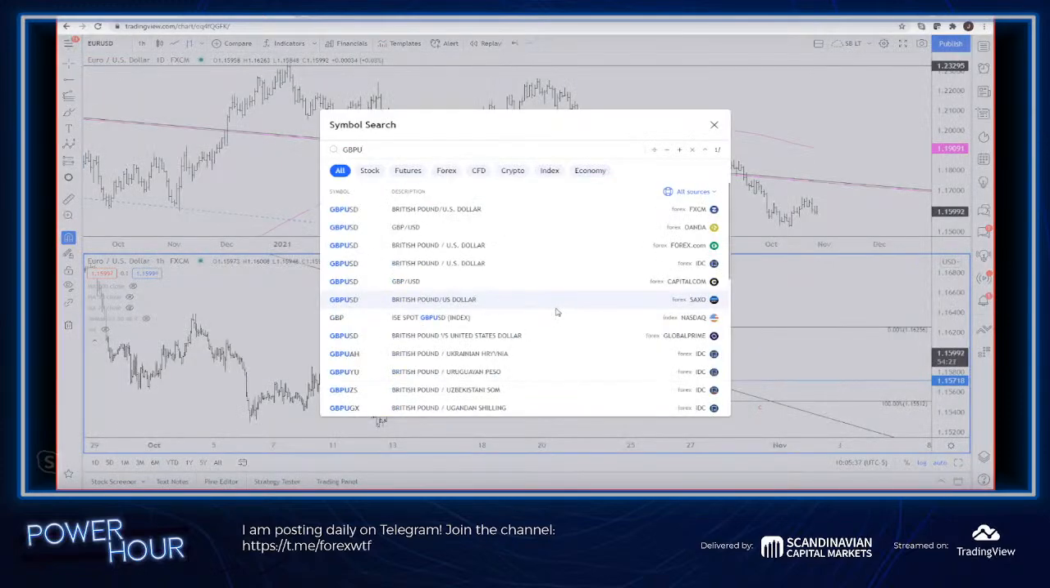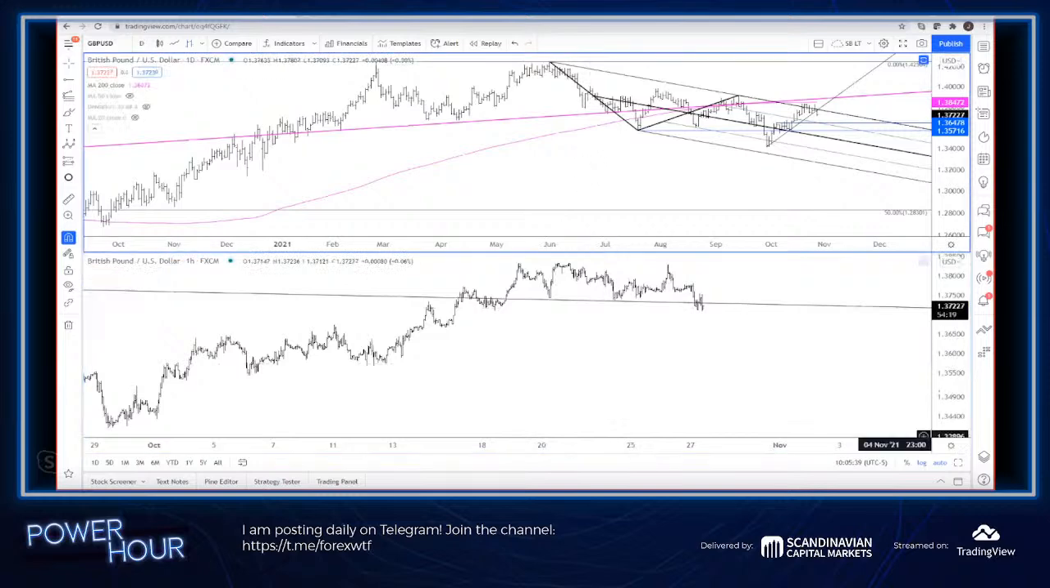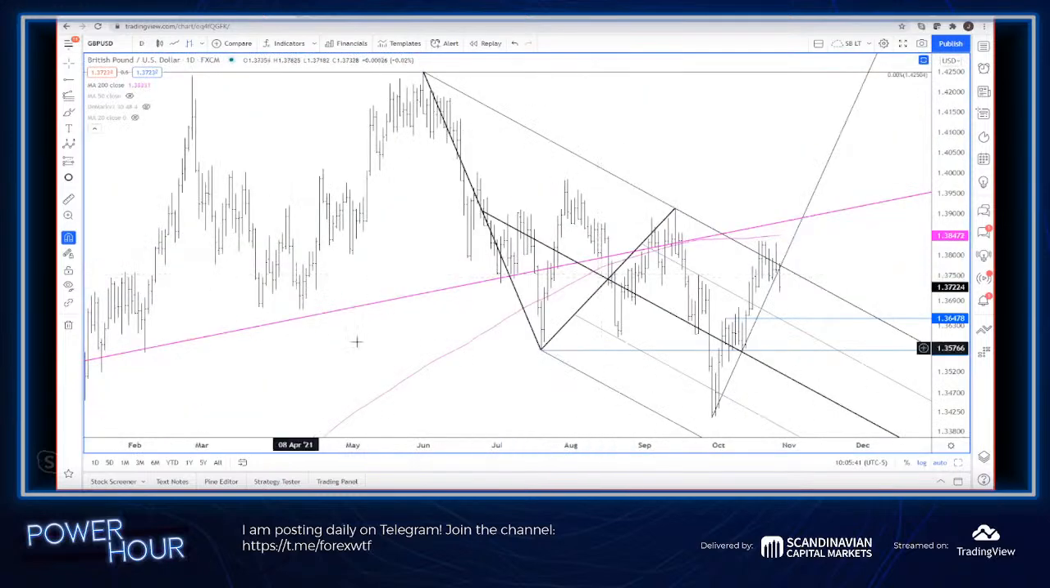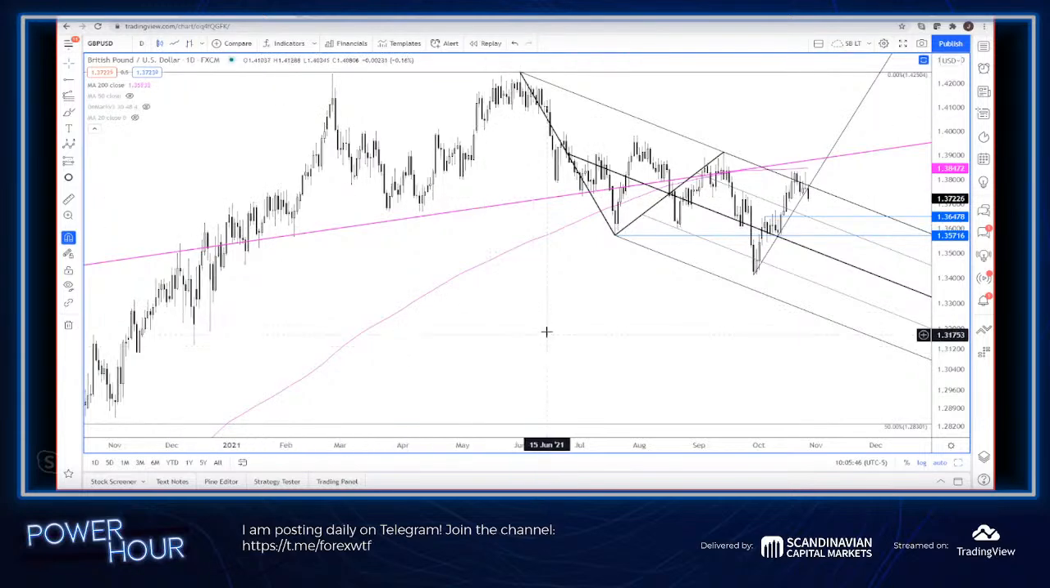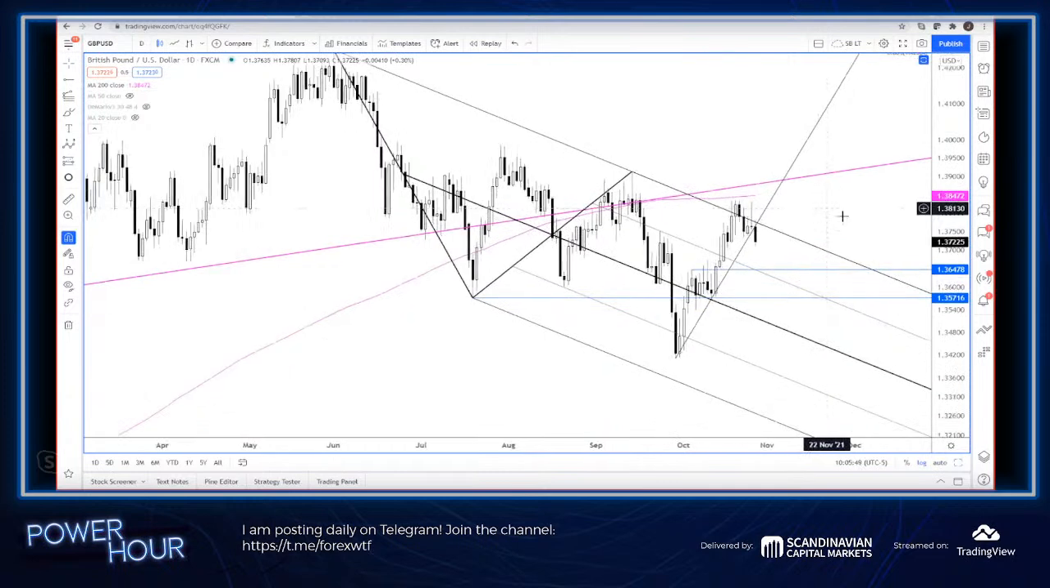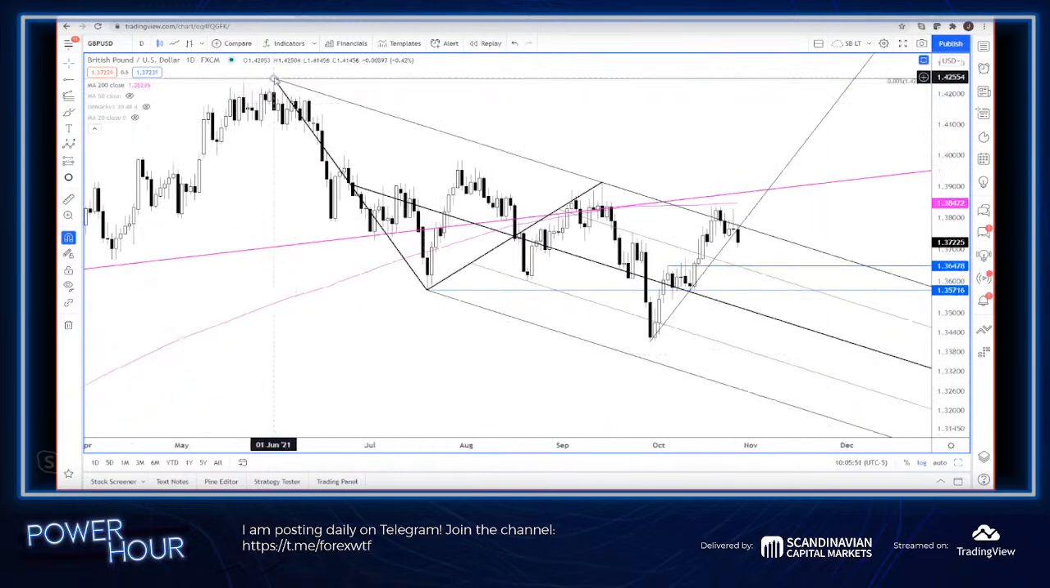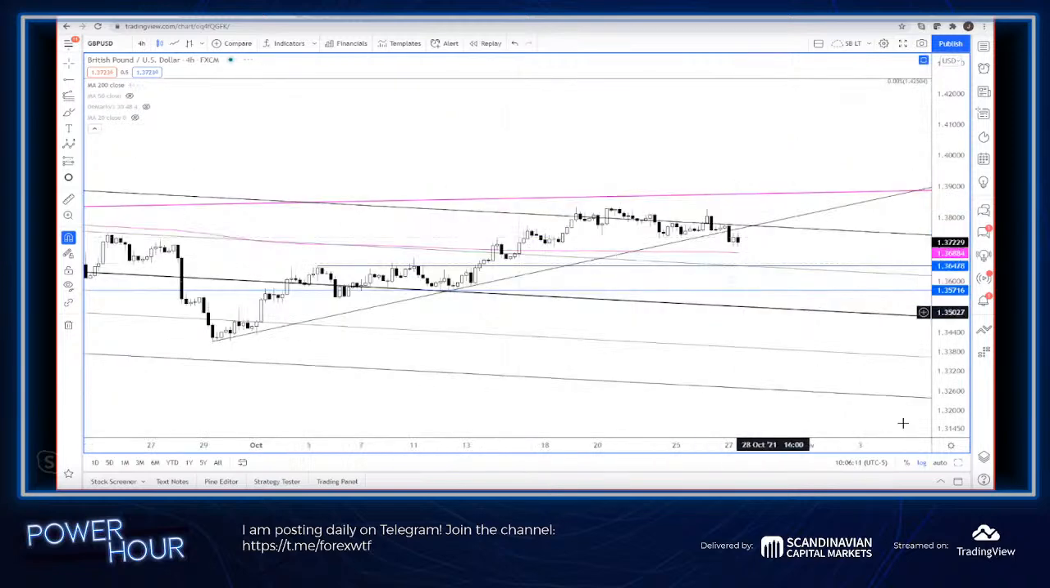All right, let's go to cable. Okay, so this is one of the charts we had last night, and you can see we came up into this channel resistance. Again, this is the June high, September high. We traded up there on the 19th, a little over a week ago. Since then, we've consolidated above it, had a big upper wick in yesterday's price action, and the 200-day average is just above.